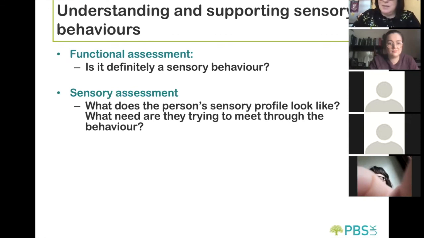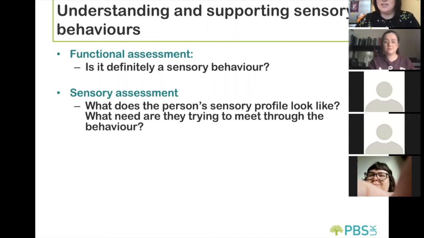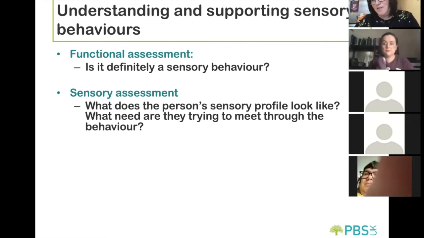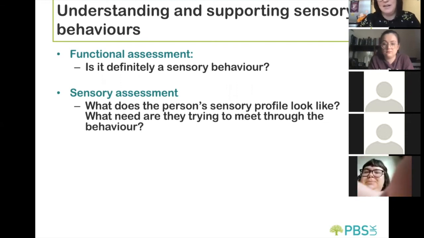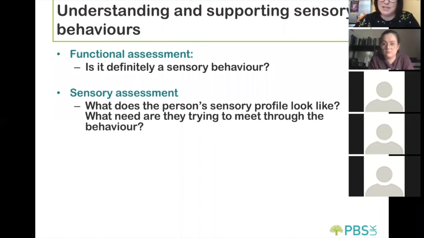If we establish that there is some kind of sensory need, whether it's an escape from sensory input or they're trying to gain access to sensory stimulation, we need to get a better picture of that person's sensory profile. So how are they in relation to those 8 senses? Is there a particular sense that they've got a difference in that's causing this particular behaviour to occur? You might need to bring in a professional like a therapist to carry out a sensory assessment in those instances. What need are they trying to meet through that behaviour? That's what we want to establish, isn't it?